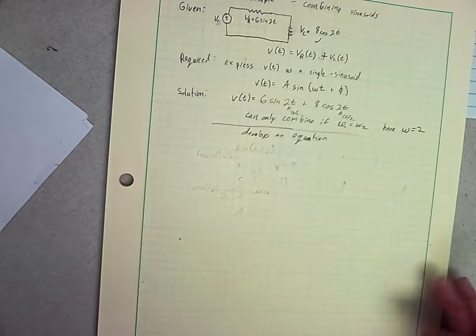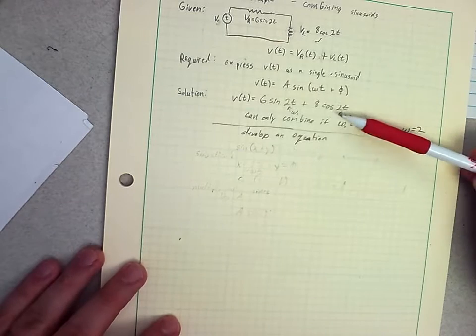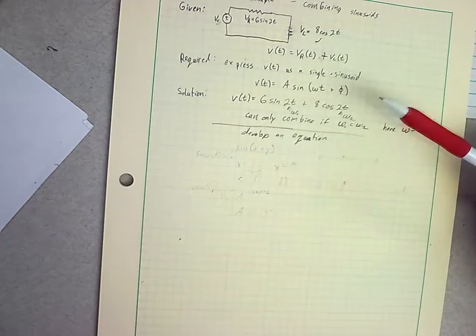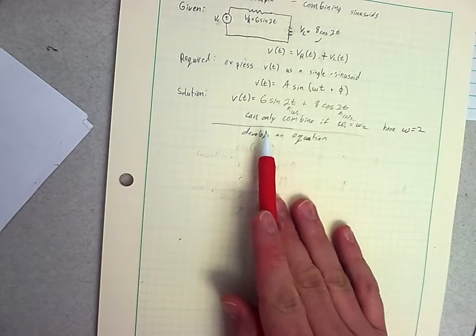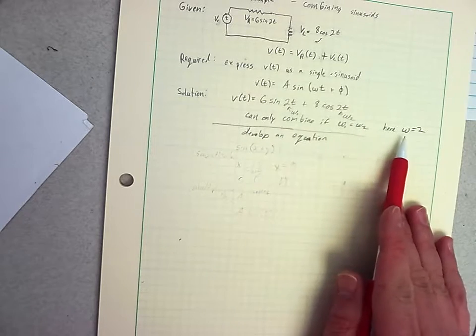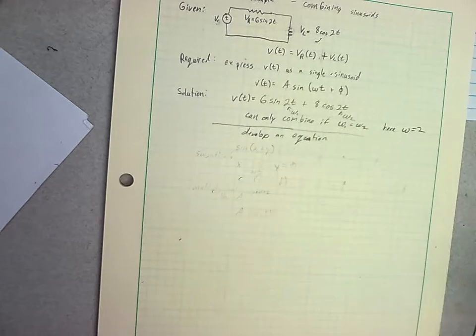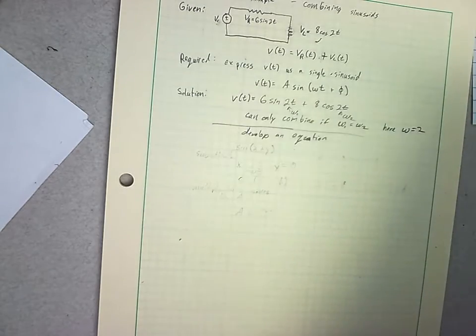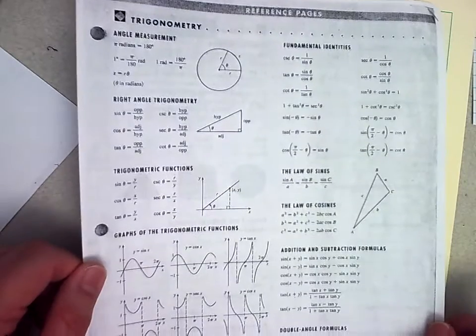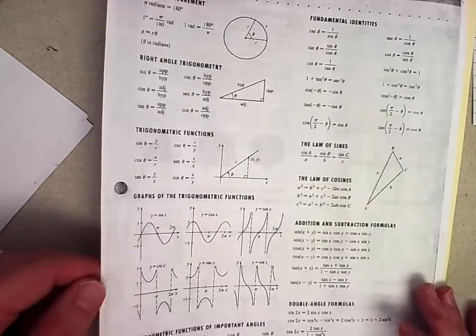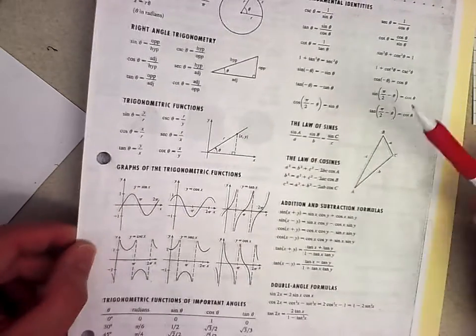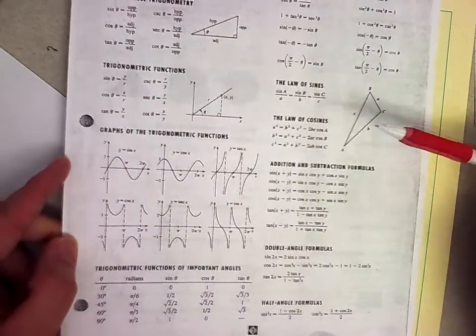Okay, backing up a little bit. I'm trying to combine these two things, and I need to develop an equation. What we had was that we can only combine these two things if we have the same omega, and I need to develop an equation out of that. There's not a simple formula anywhere that tells me how to do that. So I'm going to pull out the handy reference sheet. These reference pages are available on our website, so you can go and look at those to help you with this.